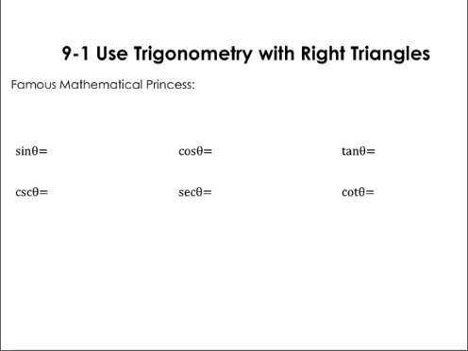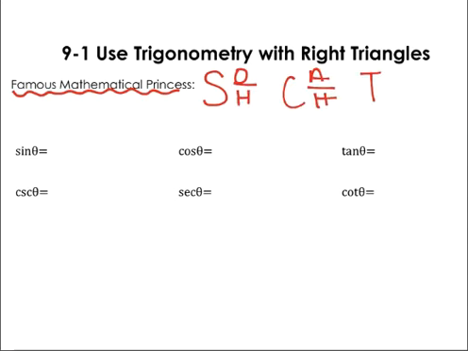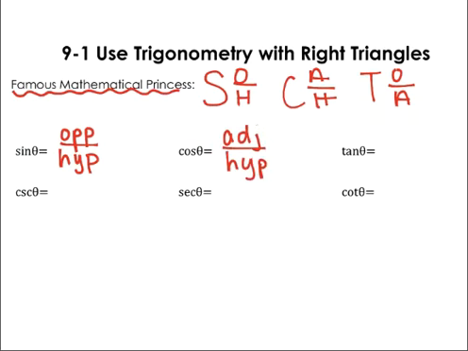Alright, today we are going to start trigonometry, and you may remember some of this from geometry. This is our famous mathematical princess. Maybe your geometry teacher told you about her, but it's Princess SOHCAHTOA. It's just a way to try to remember sine, cosine, and tangent. Sine is the opposite over the hypotenuse. Cosine is adjacent over hypotenuse, and tangent is opposite over adjacent.